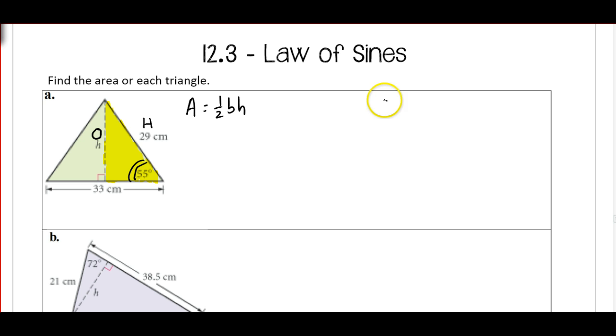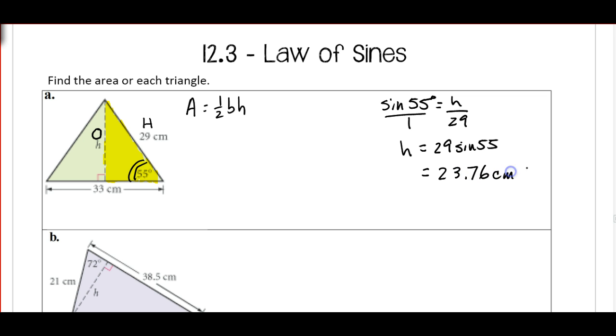So a little work here over on the side. I know that the sine of 55 degrees is going to be the opposite side, which we're trying to find, so that's h, over the hypotenuse, which is 29. So I'm going to put that over 1. I'm going to cross multiply. I get h is equal to 29 sine 55, which is going to be about 23.76 centimeters.